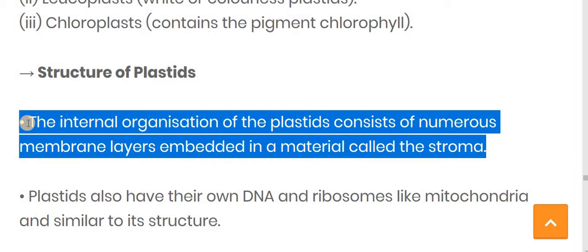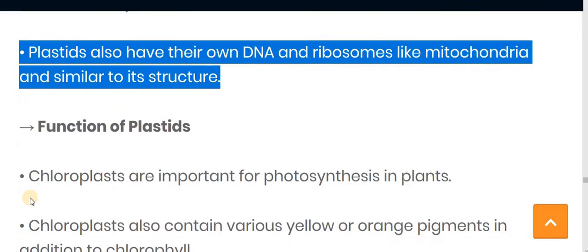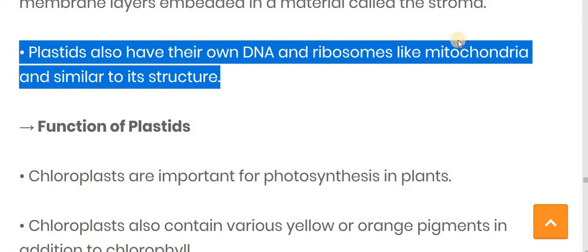The internal organization of the plastid consists of numerous membrane layers which are embedded in a material called the stroma. Plastids have their own DNA and ribosomes, like mitochondria, and are similar to them in structure.